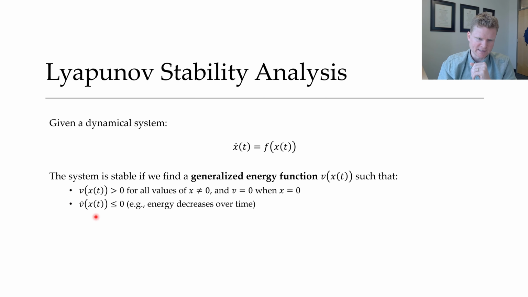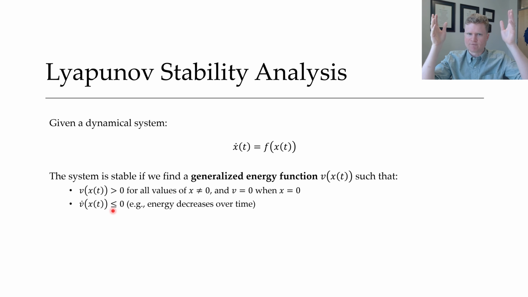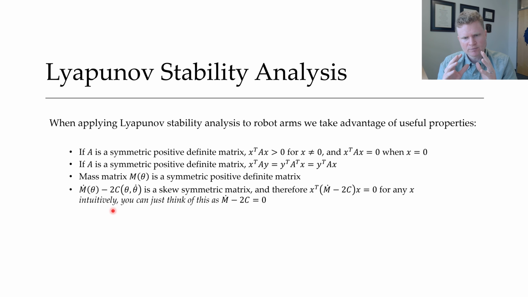The second rule is that the time derivative of energy should be either 0 or negative. And the idea is that I have energy in my system, and it should be decreasing over time until I converge to my equilibrium. So again, I've got an energy function. It starts off somewhere, maybe a positive value. Energy decreases. My system converges to some sort of steady state, some equilibrium, and I've shown that this is in fact a stable system.